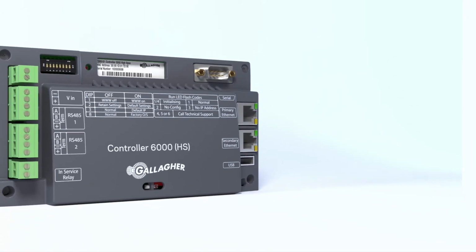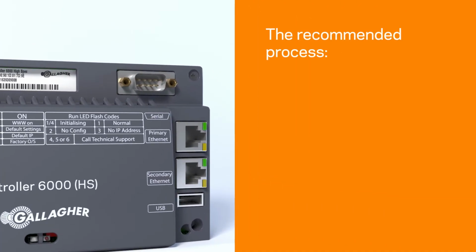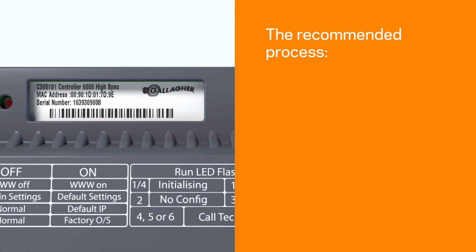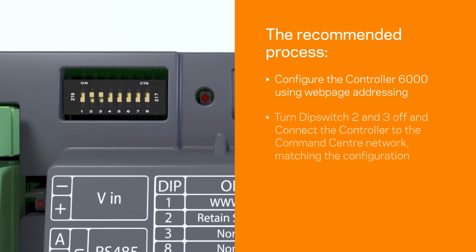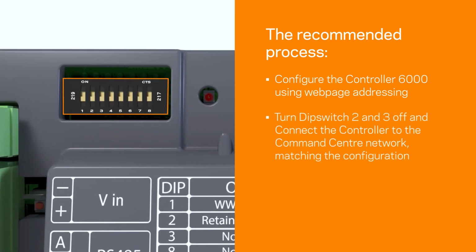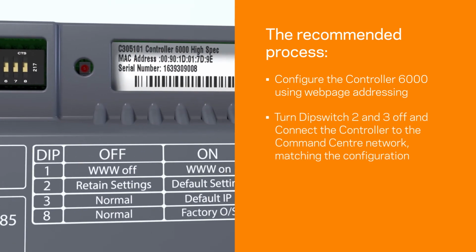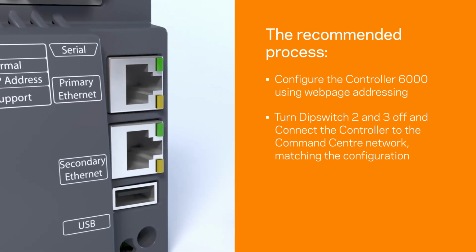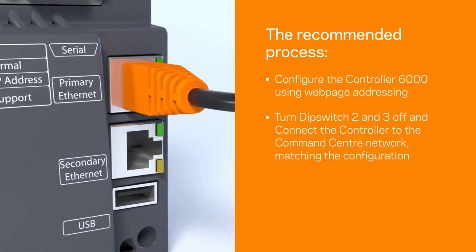So let's explain the recommended process to upgrade the factory controller to the latest released version using the default IP method. Firstly, configure the controller 6000 using web page addressing. Turn DIP switch 2 and 3 off and connect the controller to the command center network, matching the configuration.